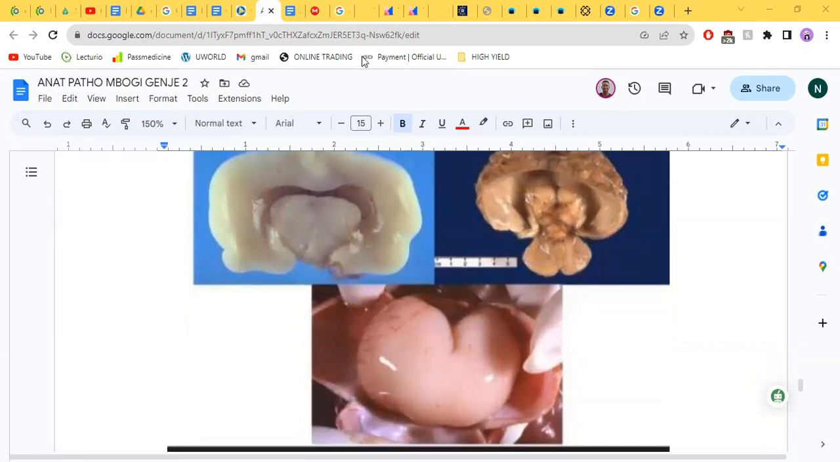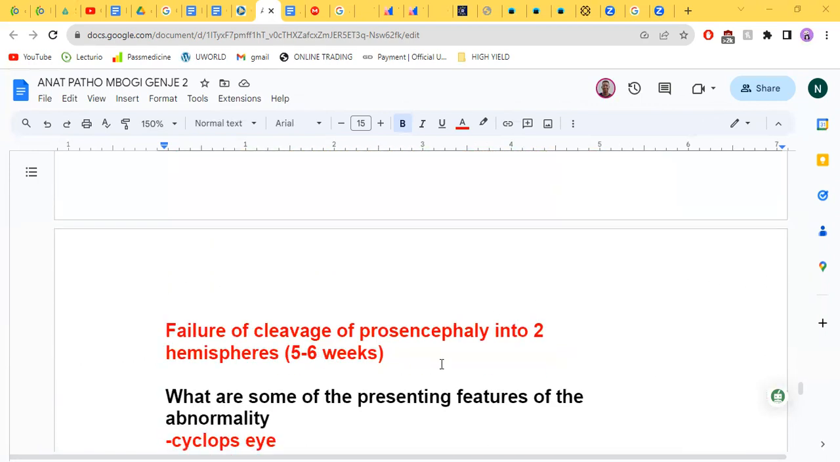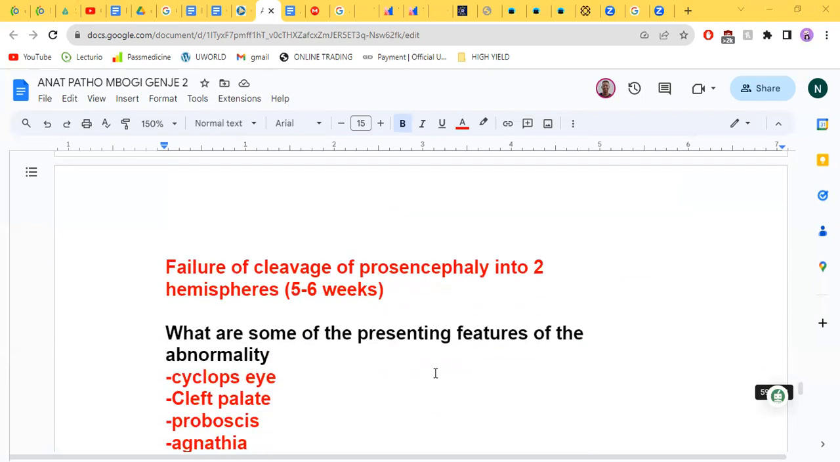Now, what is the underlying pathology that is occurring so that you can get holoprosencephaly? Maybe we should confirm the dates. Most of us are saying 2, 3, 4 weeks. Okay, so 5 to 6 weeks. There's failure of cleavage of the prosencephalon into 2 hemispheres. So to be clear on the dates, the answer is 5 to 6 weeks.